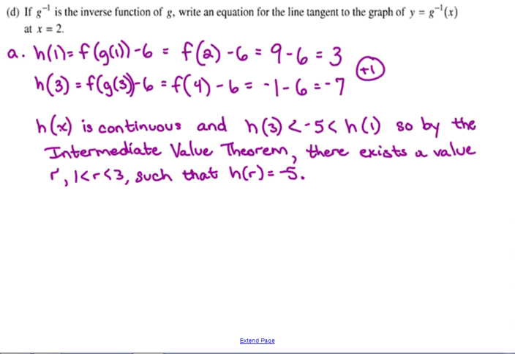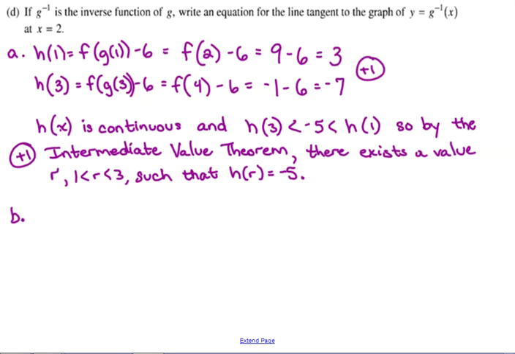So they give 1 point for the values of h of 1 and h of 3, and 1 point for your conclusion, making sure that you use the terminology intermediate value theorem. Don't abbreviate, okay, do not abbreviate. I think it's pretty widely accepted. I think all the readers would know what you mean by the IVT, but they do frown upon using abbreviation. So just write it out. You've got plenty of time.